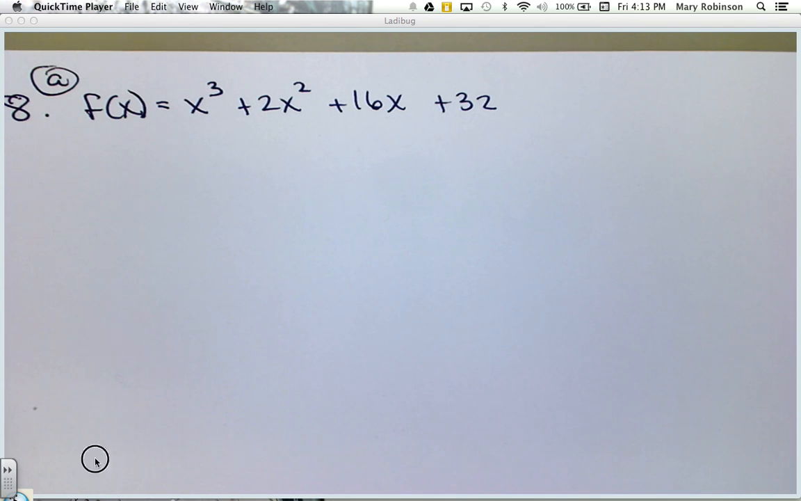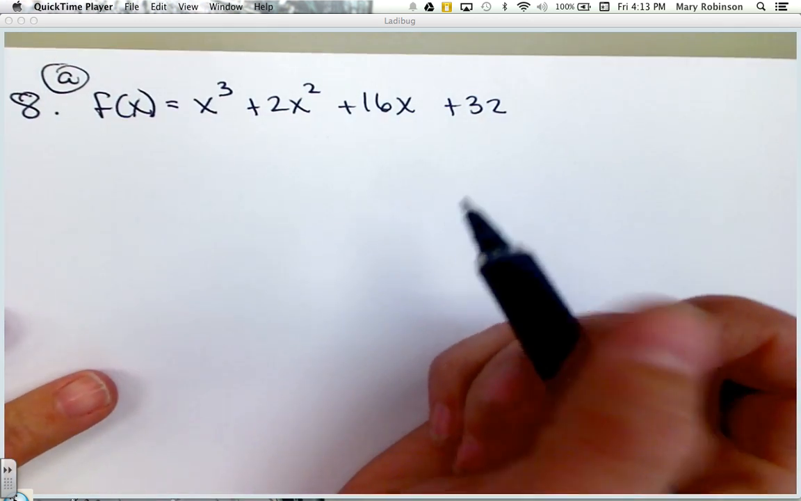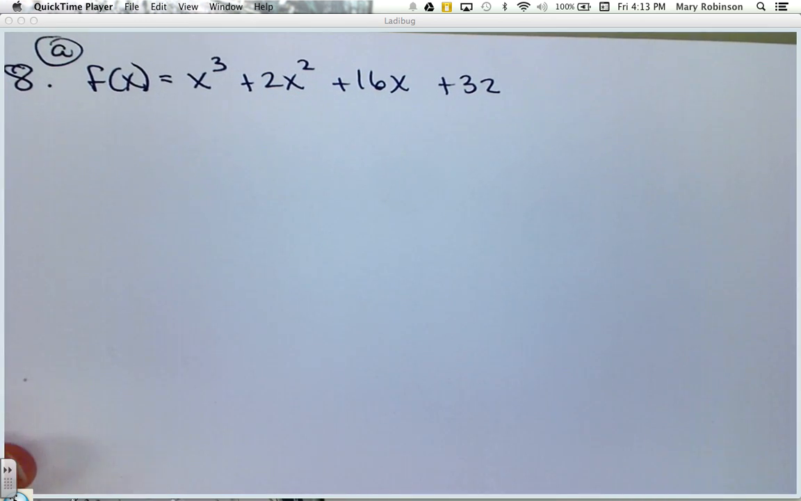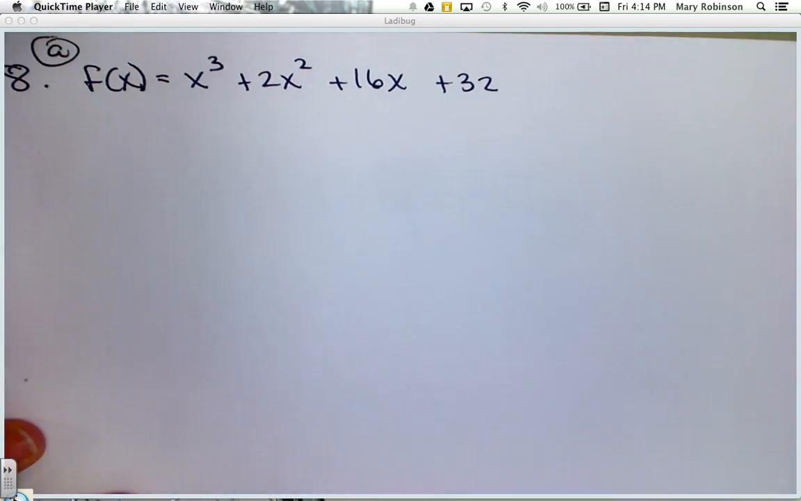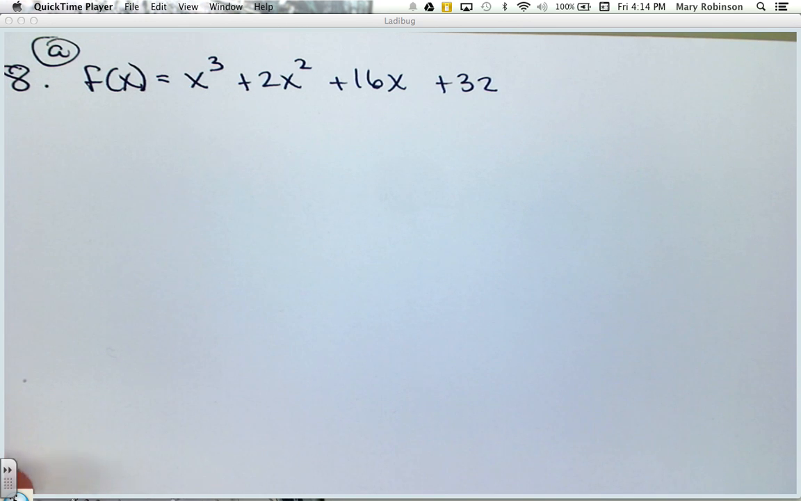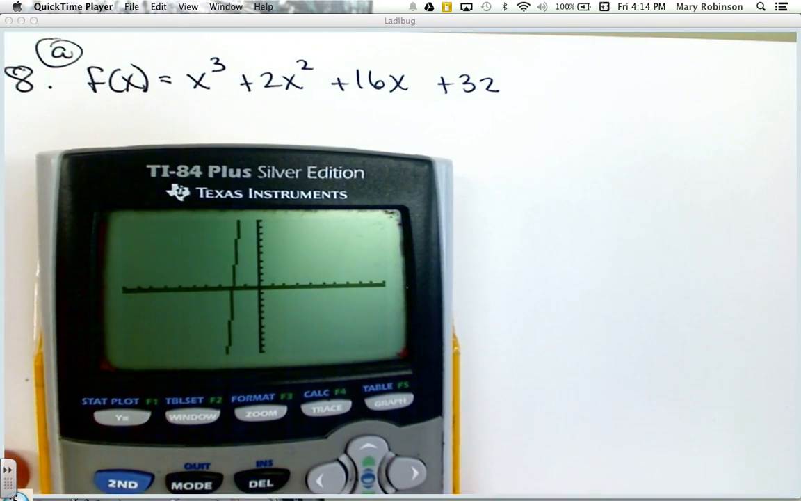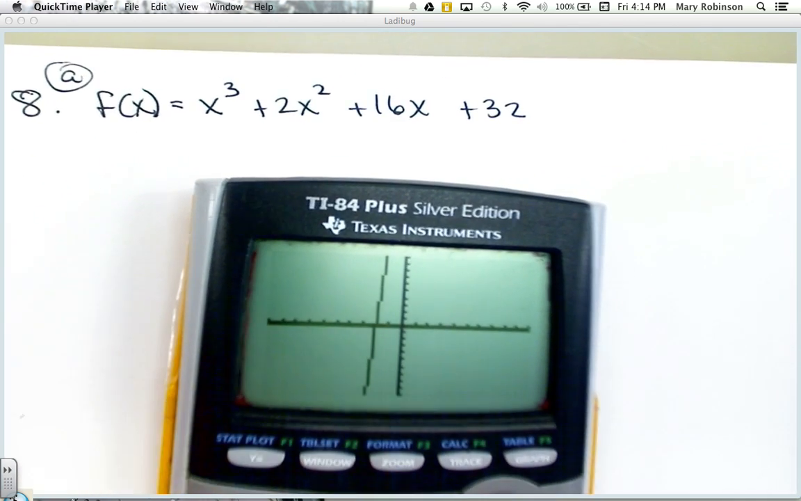Hi, this video is to go over problems 8A through D on the test review for test number 2 in Math 3. So for A, you're given this cubic function. If you think about your possibilities, you could have 3 real, or you could have 1 real and 2 complex. To determine that, remember that we always start by graphing our function.